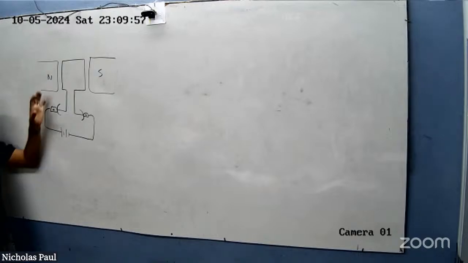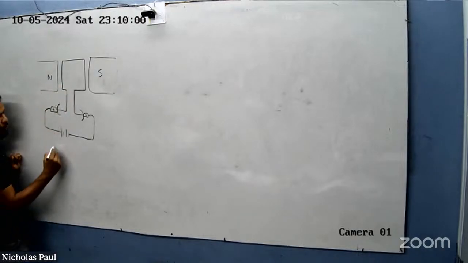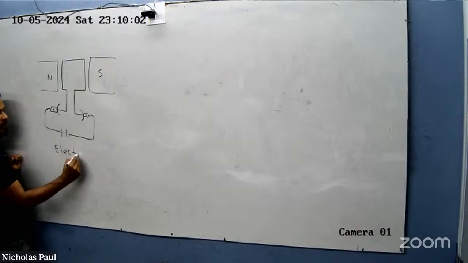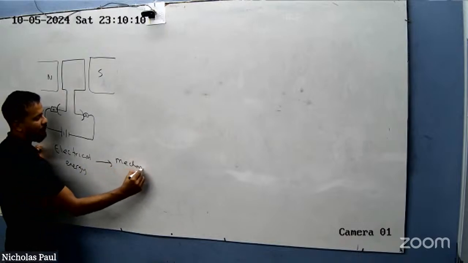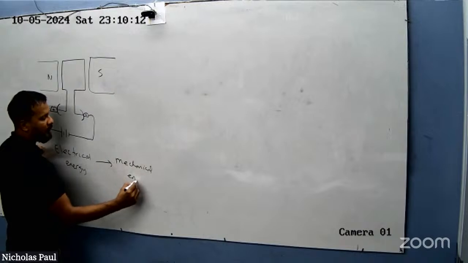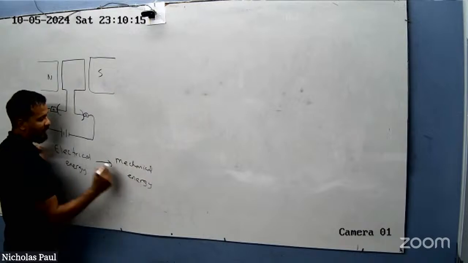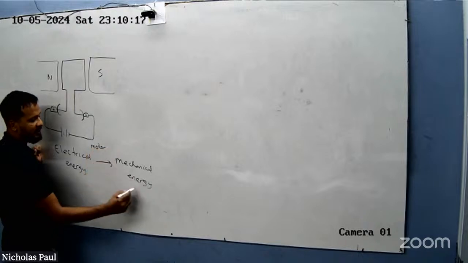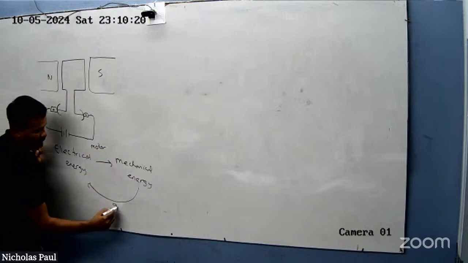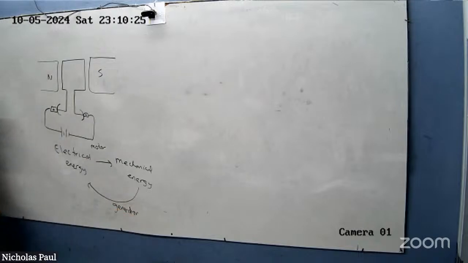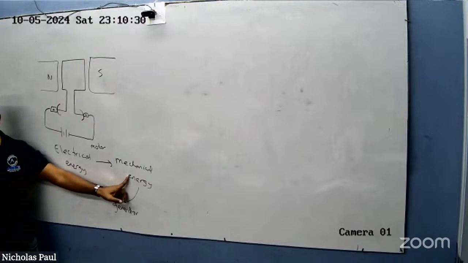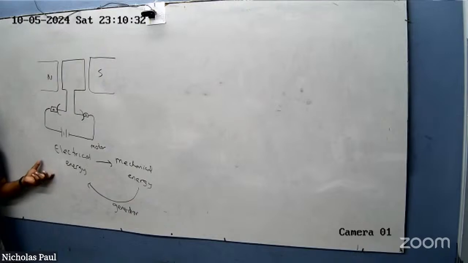All right. So that was the motor. Basically, the motor was taking electrical energy and giving us mechanical energy. Today, we are going to go in reverse. We are going to look at the generator. So what do you think the generator will do? The generator will take mechanical energy and give you electrical energy.